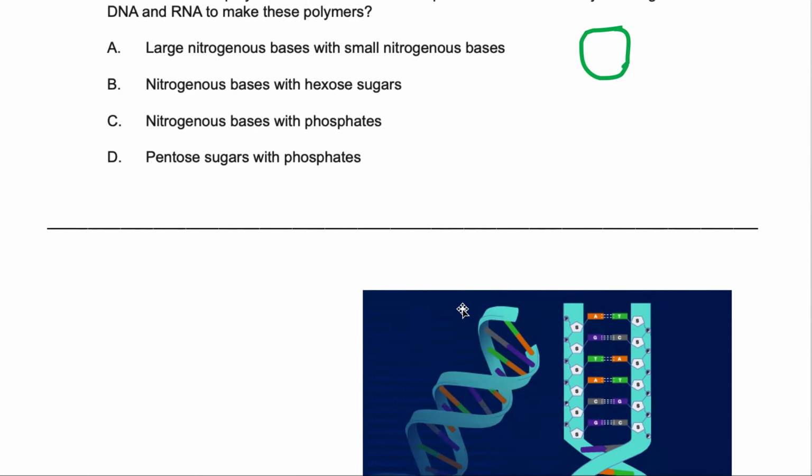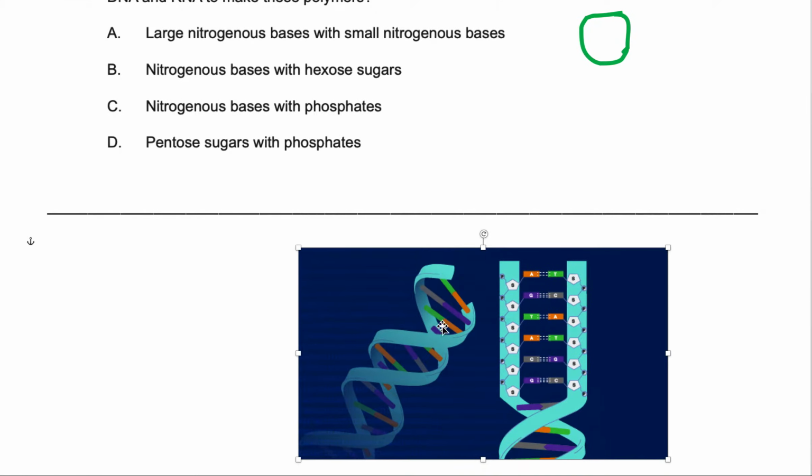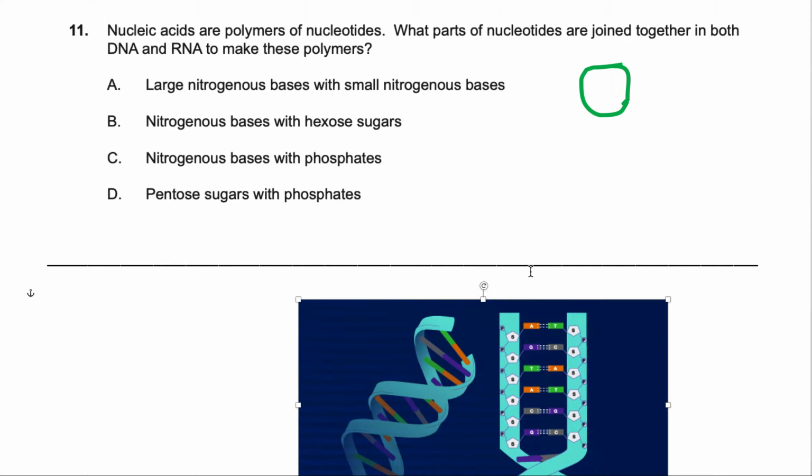Here is a diagram that I wanted to show. This is DNA, and if you fold open DNA, you can see the structure: a sugar, phosphate, a base. Now they're saying nucleic acids are polymers of nucleotides. Remember, this structure right here, if you watch my videos, you'll know is a nucleotide. It's a subunit of DNA.